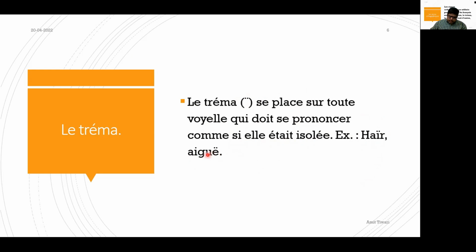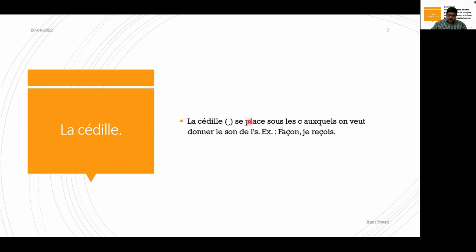Similarly, in ague the UE is irregular, so it has been placed. La cédille is another orthographic sign, which is placed on the letter C, called cé in French, to soften the sound. Here it is, as displayed. Je reçois, garçon. Why has it been placed? It is placed because there is no hard sound here in French. La cédille se place sous le C. On va donner le son de S. That is, the cédille is placed under the C to soften the sound of C.